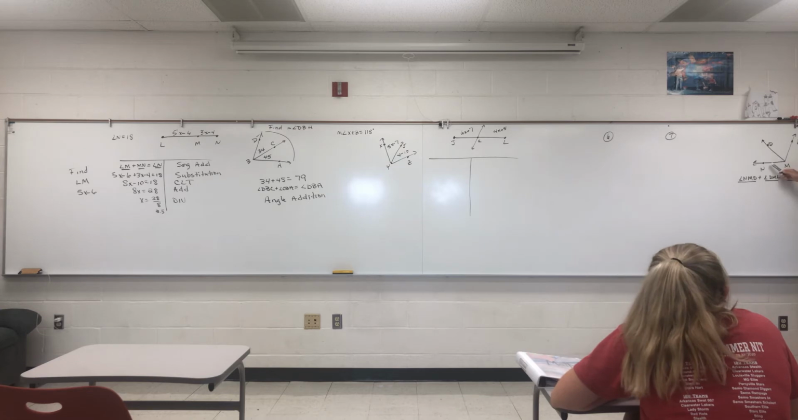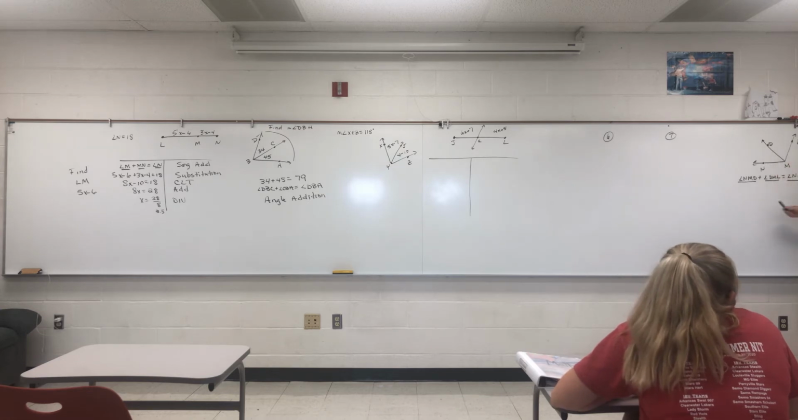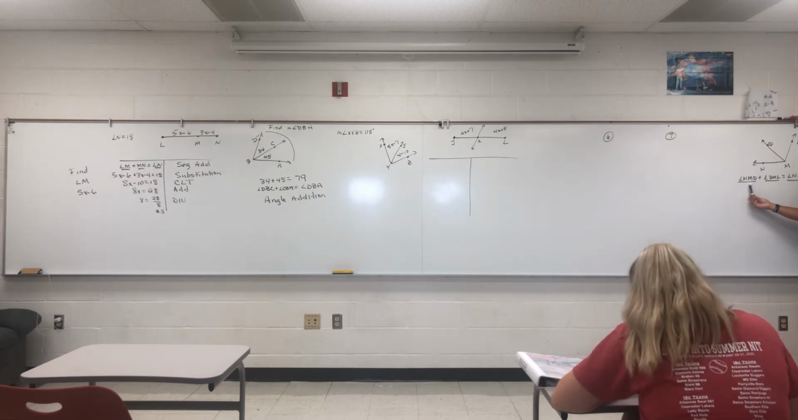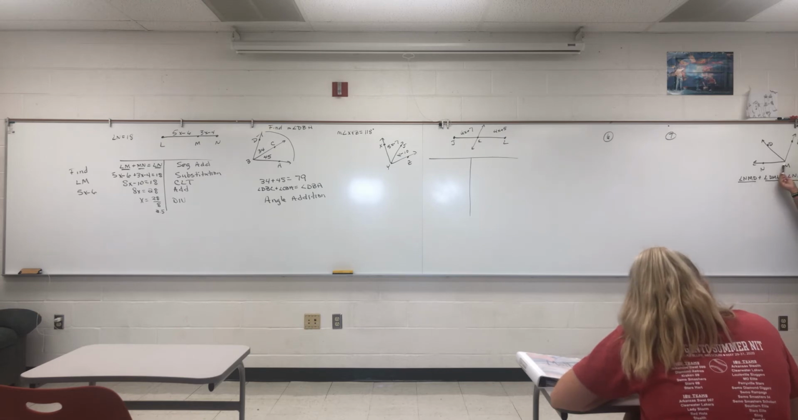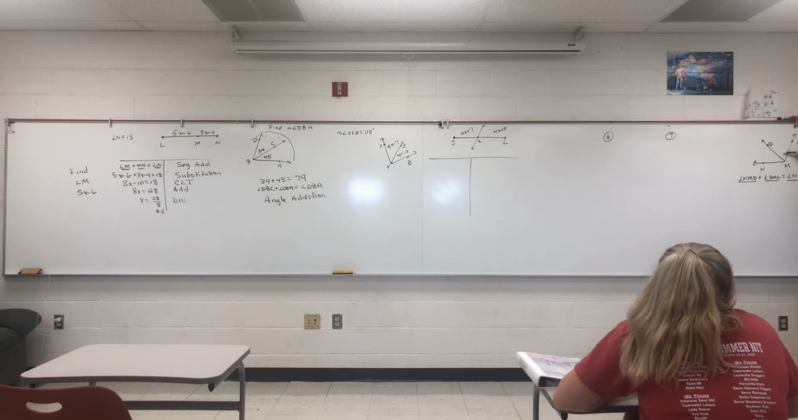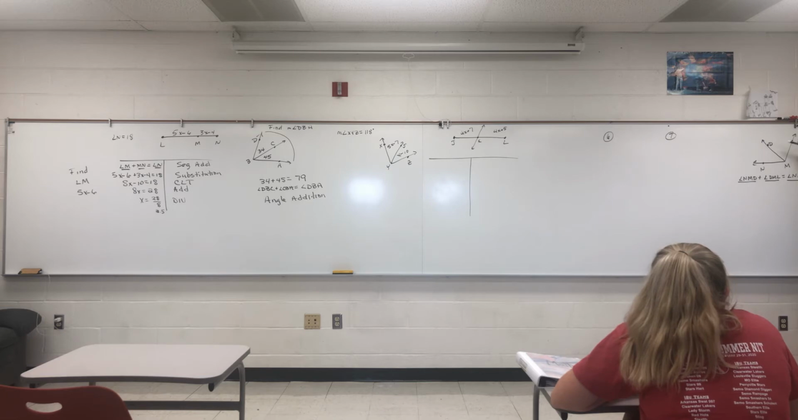So this one right here would be NMD. Now, what else could I put there that would still be correct? How else could I have named it? DMN would have still been right, as long as M is in the middle because that's the vertex. This one is that one right there, DML. If you would have put LMD, that still would have been right. And then last, you got the NML, which is the big one.